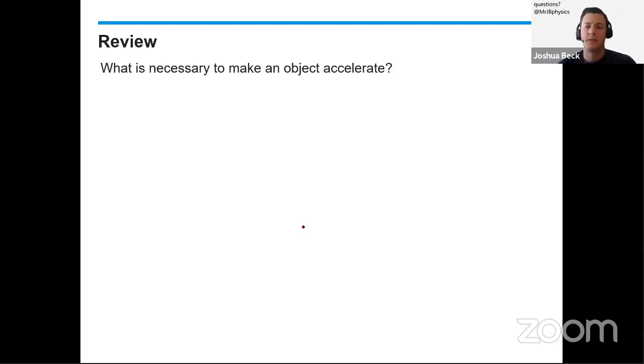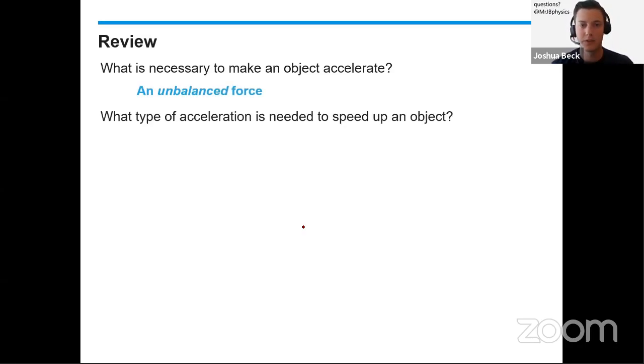But I want to use this concept of two different motions happening independent of each other to kind of look at projectiles today. So a real quick review: what's necessary to make an object accelerate? We need an unbalanced force. What type of acceleration is needed to speed an object up? Greg looked at this a little bit yesterday. Don't say positive, don't say negative, because those are just directions from a certain person's perspective.